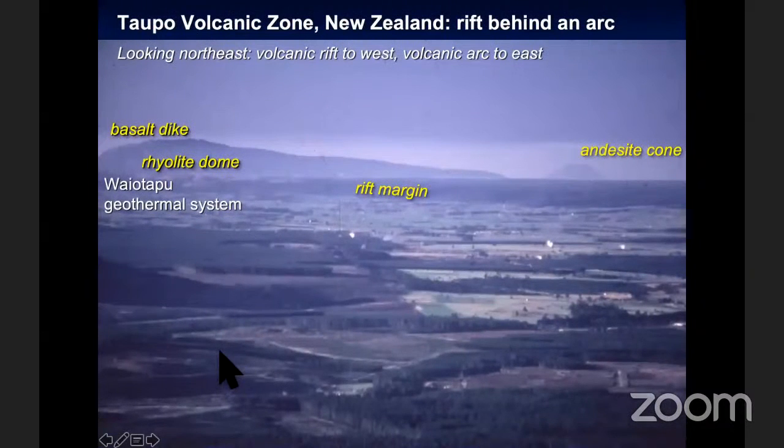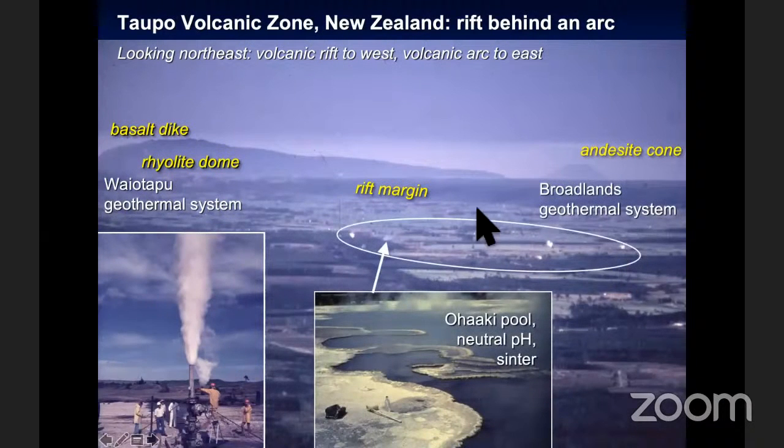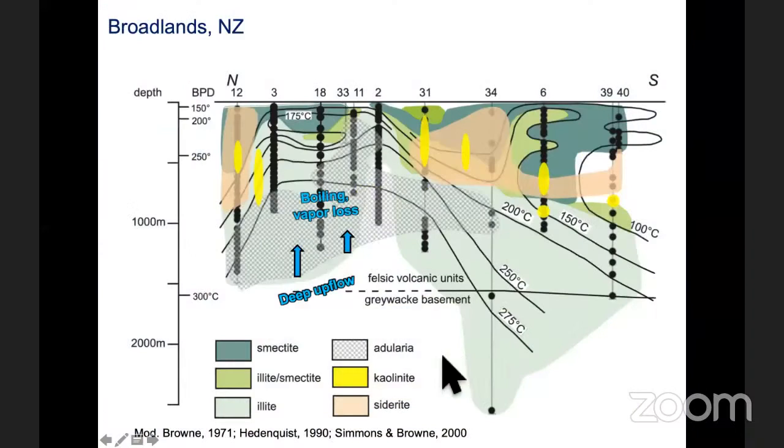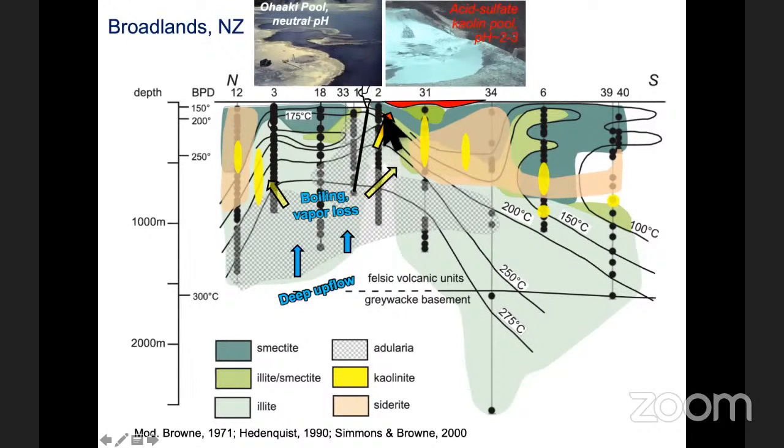So let's go to New Zealand. Let's go to Broadlands geothermal system. The venting of geothermal power drill holes for geothermal power. And let's look at the cross section across Broadlands. This is a cross section, isotherms, the deep upflow, the isotherms clearly showing that here, deep upflow, boiling and vapor loss. This vapor loss releases H2S as well as CO2.